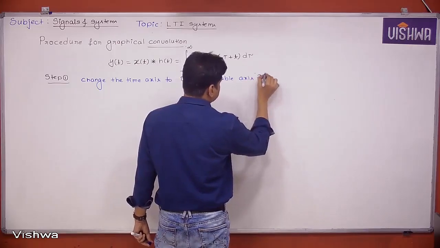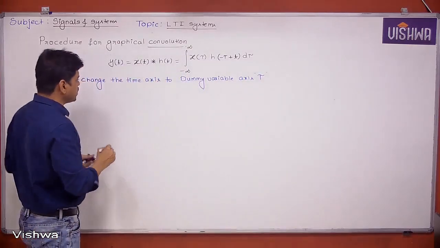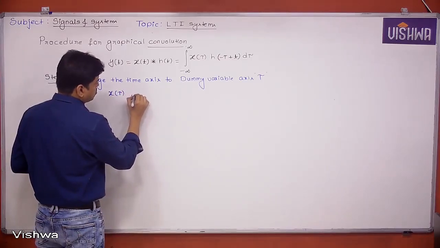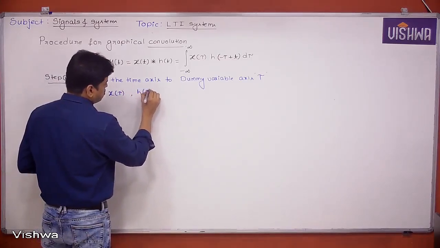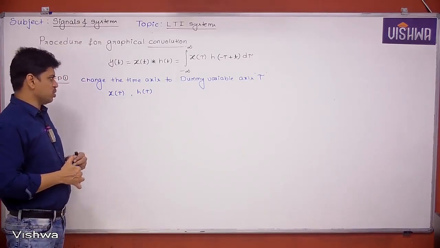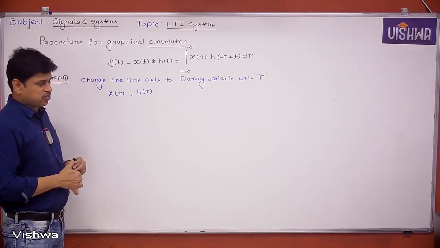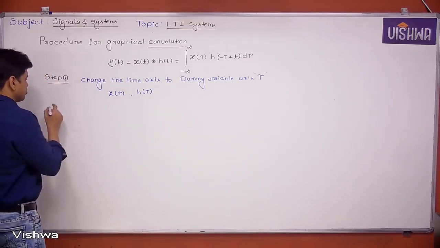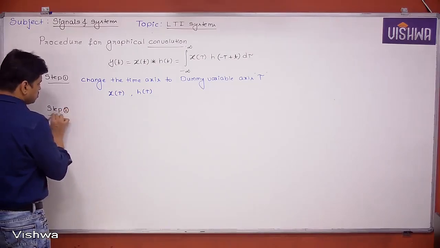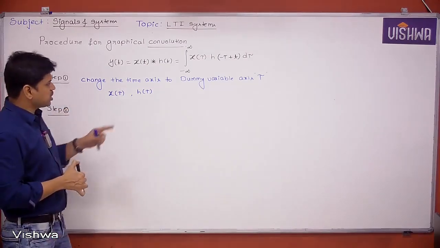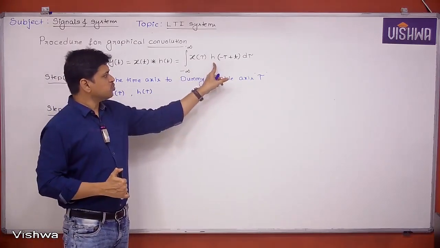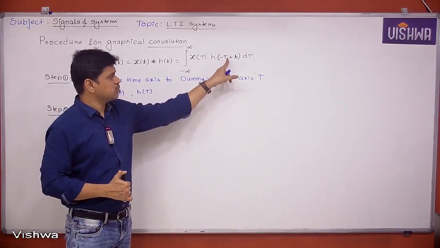Axis tau. That means we are going to get x of tau and h of tau. So once we convert the time axis to the dummy variable axis tau, we are going to get x of tau and h of tau. Once we have this, what is step 2? Step 2 is, if you observe carefully, we require x of tau. We already got that. Next we require h of minus tau plus t.